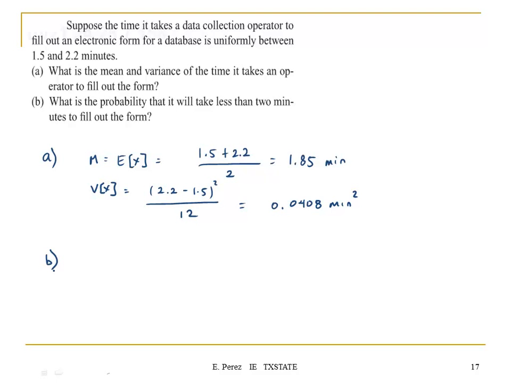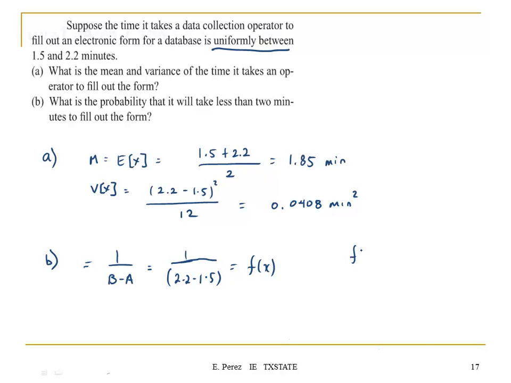Find the PDF. In this case, we know this is a uniform distribution, right? It's uniformly distributed. So the PDF, we know, equals 1 over b minus a. In this case, this is 1 over 2.2 minus 1.5. And this is our PDF, and this is true for x between 1.5 and 2.2.